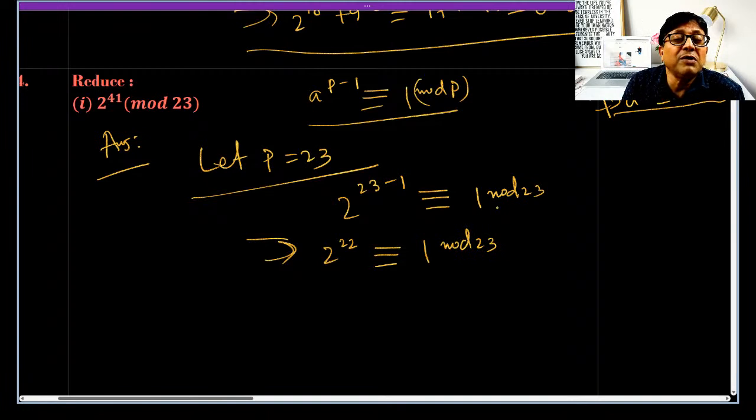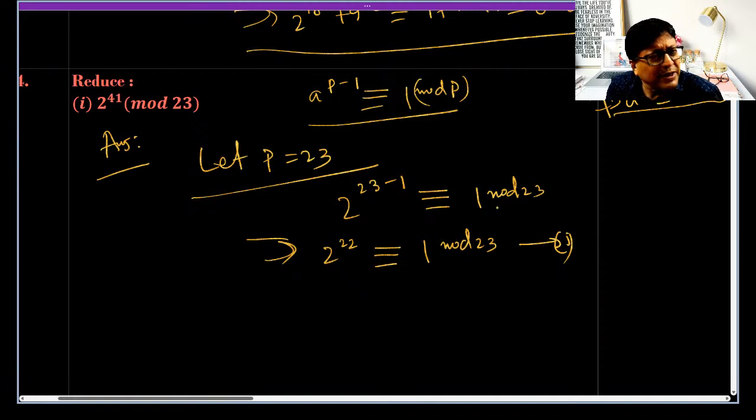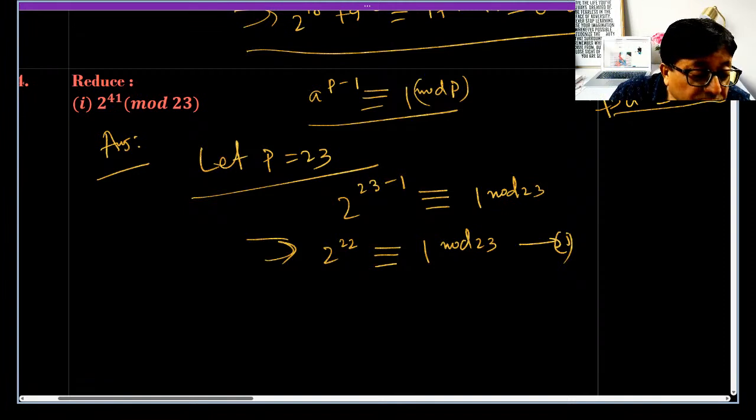But it is 2 to the power 41. How many steps ahead of this is it? It is 2 to the power 22 only, congruent with 1 mod 23. I need 2 to the power 19 more to multiply with this. But how can I? Think about an easier method. So this is by Fermat's theorem. Do we have any other way to use it? Probably yes, but for 23 we cannot get apart from this case. So you have to do it manually with the help of congruency only.